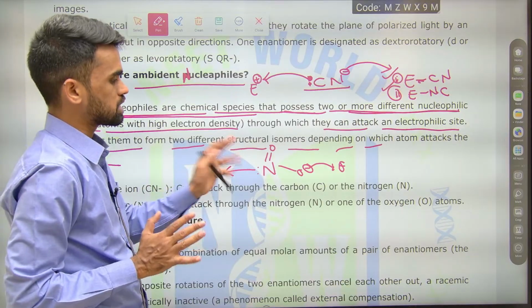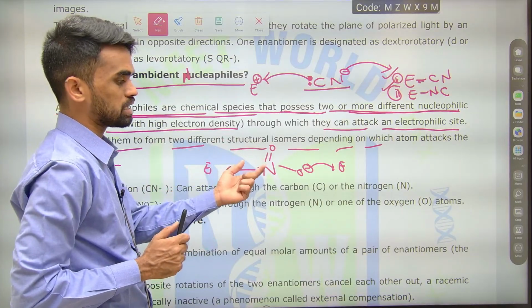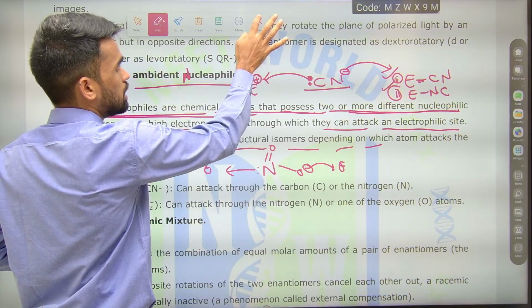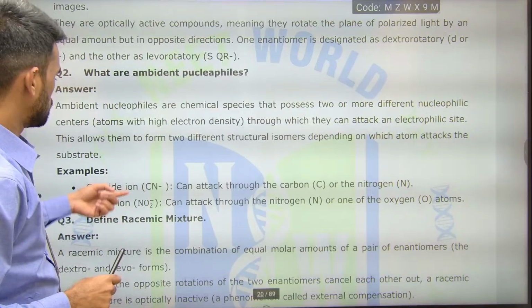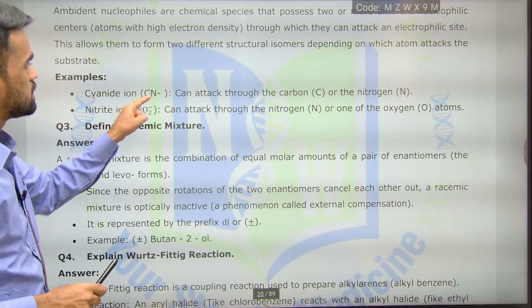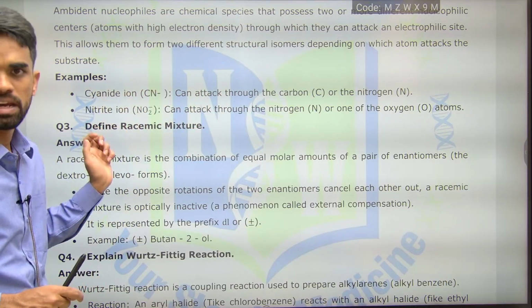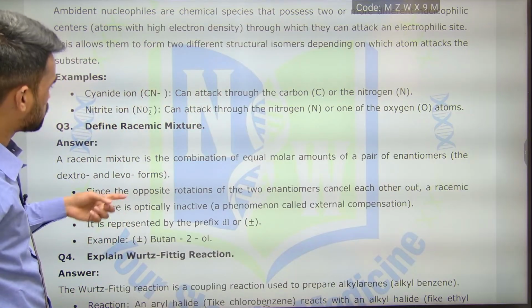So this kind of ligands, or nucleophiles, are called ambidentate nucleophiles. Okay, hope the discussion is clear. Let's move forward. Right. So here you can see cyanide is an example they have given, and nitrite ion also they have given. I clearly explained about them. Right. Let's move forward to the other question.